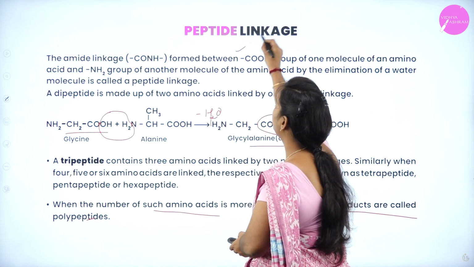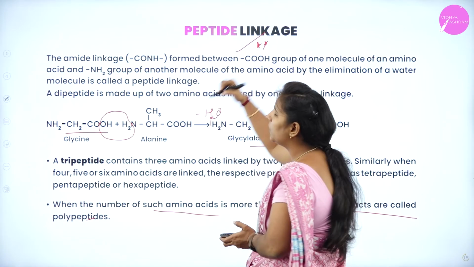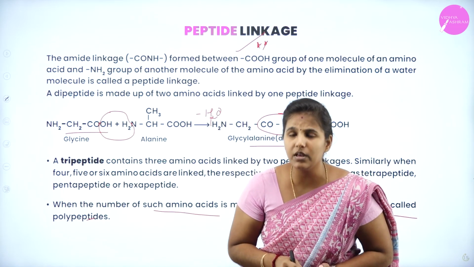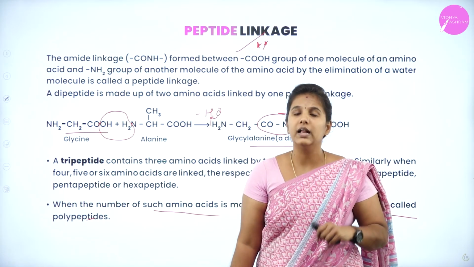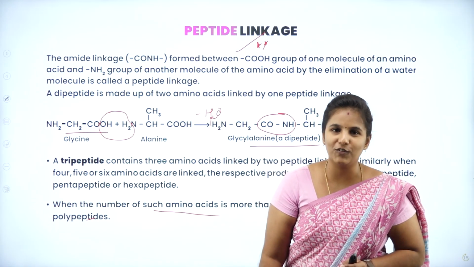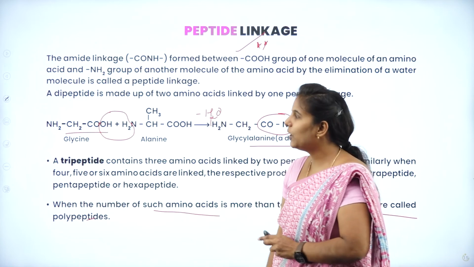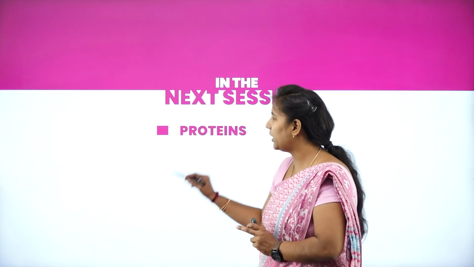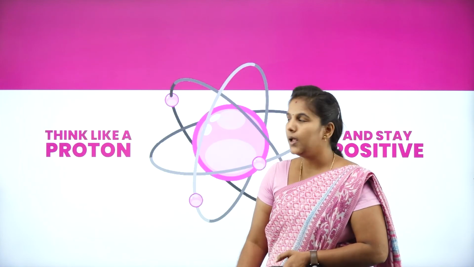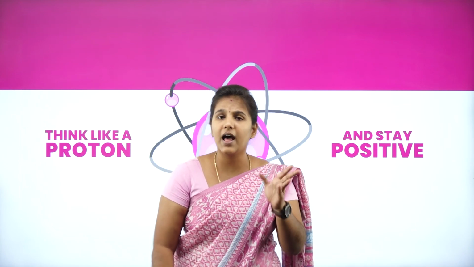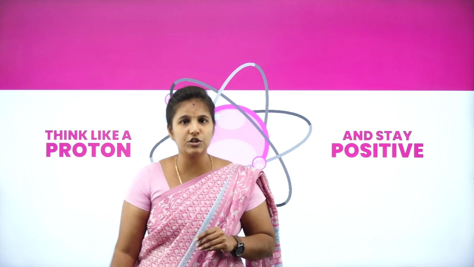Again, how this peptide bond linkage forms between the 2 amino acids is very important from the examination point of view. Have a look at it and try to write one example to show how the peptide bond is formed. So, hope you understood this session. In the next session, we are going to discuss protein and its classification. That is what I covered in this session, and again it is very important from the examination point of view.